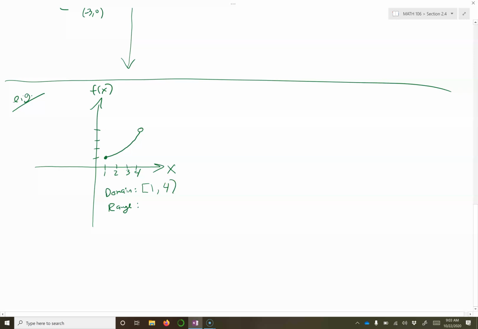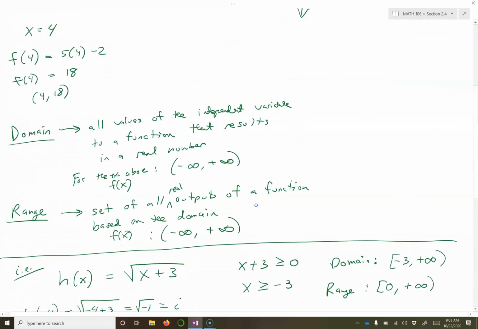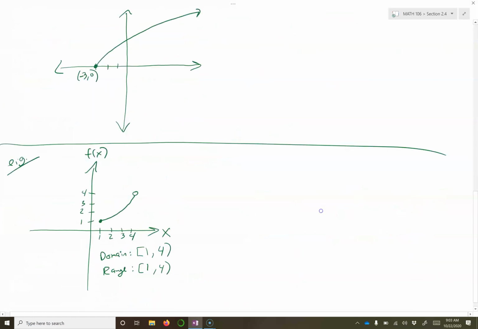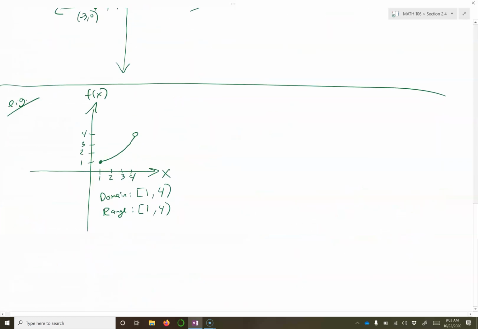Now, how about the range? Again, this is 1, 2, 3, 4. It looks like my lowest y value is 1, and I have a closed circle. And it goes up to 4, but it's an open circle. So the domain and range are the same, and that's possible. We saw that for a line, the domain and the range are identical, negative infinity to positive infinity. All right, so that's a simple example.